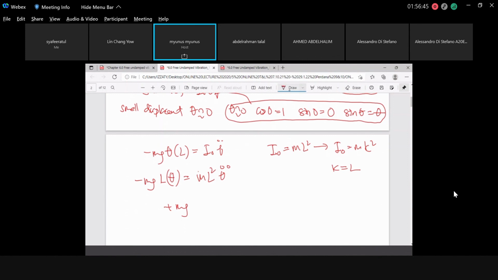Yeah, this one is supposed to be mL² θ double dot. It is correct. Plus mgL θ equal to 0. This is what we call the equation of motion of the pendulum.